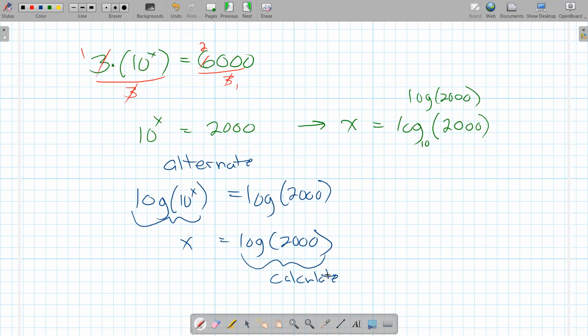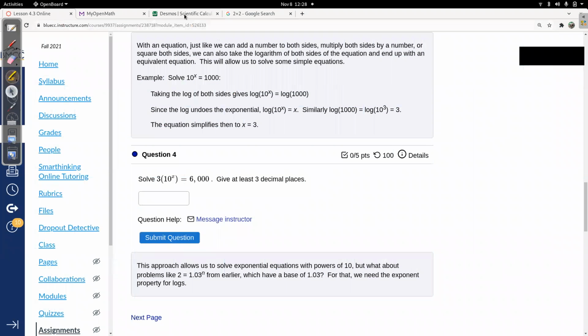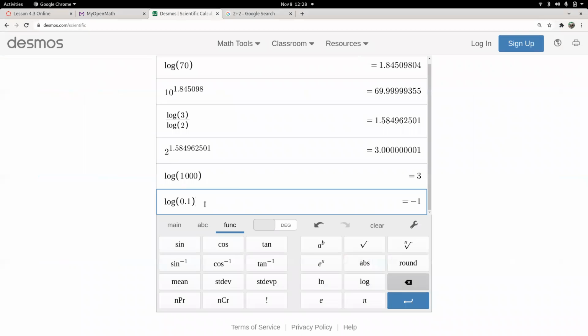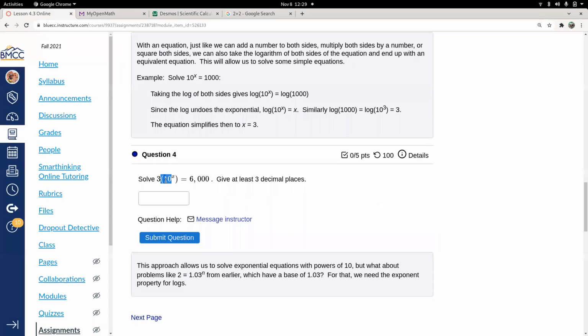Can you do logs without a calculator? The answer is not easily. We ain't going there. So if I check back here, I want to know what the log of 2000 is. And I get 3.301 blah, blah, blah. How many decimal places did we want? We were asked 3 decimal places. So I'm going to test. If I plug in that number here, 3 times 10 to the x, I should get about 6,000.